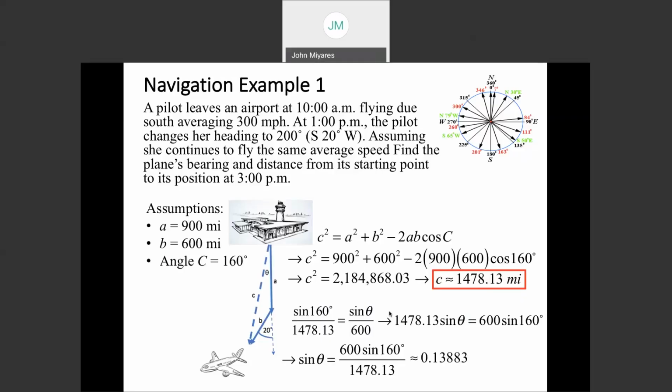0.13883. So since we know this has to be an acute angle because this triangle already has an obtuse angle in it, we can get angle theta is 7.98 degrees. To answer the final question, we can say that the bearing of the plane from the airport is 8 degrees west of south, or a bearing of 188 degrees when compared to our compass rose above.